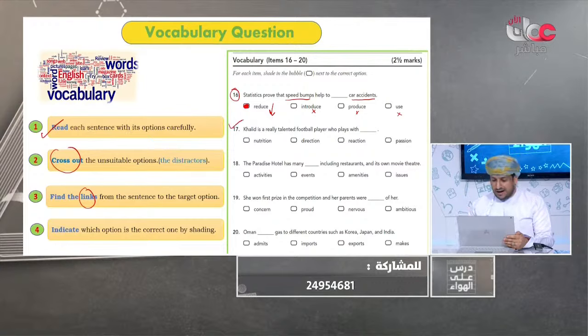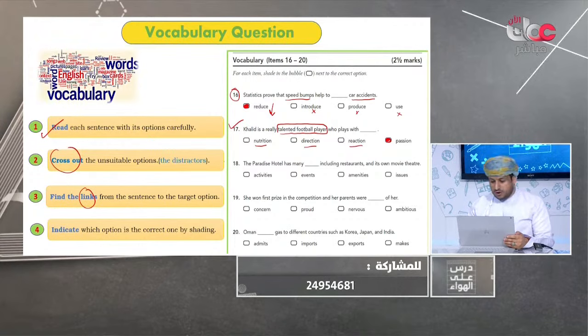Okay, number 17, Khalid is a really talented football player who plays with. If he is talented, it means that he is gifted. He has some interest, or he has some kind of enthusiasm towards playing football. Okay, nutrition, I don't think so. He plays with nutrition, no. Direction, no. Reaction, no. The correct answer will be passion. He plays with passion, shagaf. Those words are from the themes you have studied.